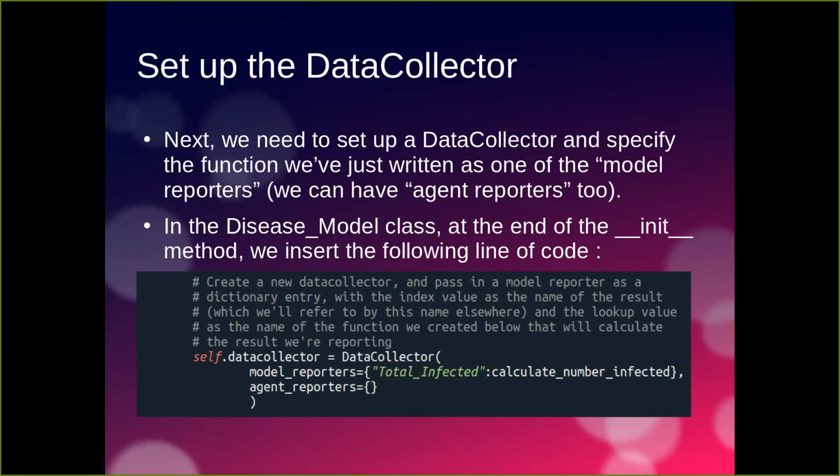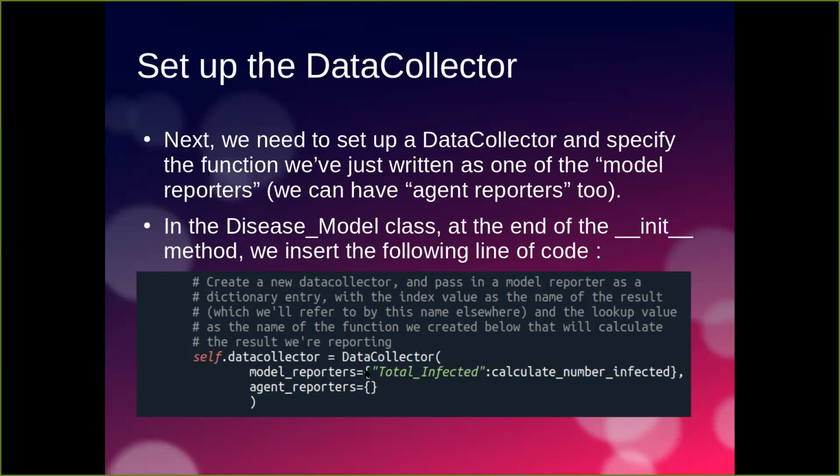So in the disease model class, at the end of the constructor, we'd insert the following line of code, and we say the data collector in this disease model is an instance of DataCollector, and here are the model reporters and here are the agent reporters.